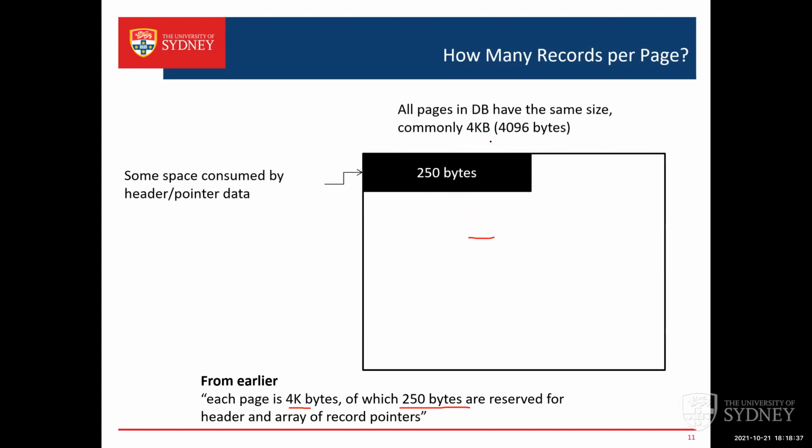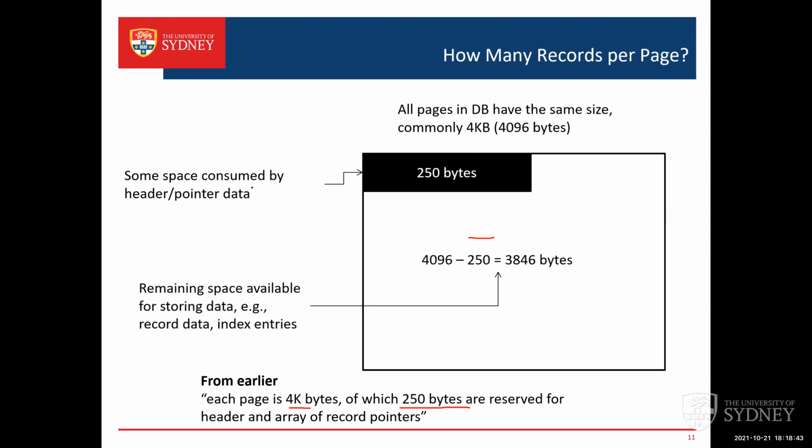So from these 4 kilobytes that we have, 250 bytes are reserved for header data. So how much space do we have left to store the records? It is 3,846 bytes. Okay, so this should be very easy to understand what I'm saying. So now this many bytes we have to store the actual rows of data.